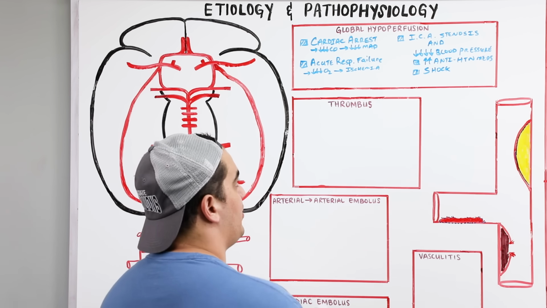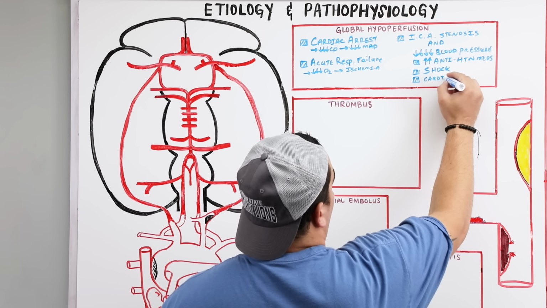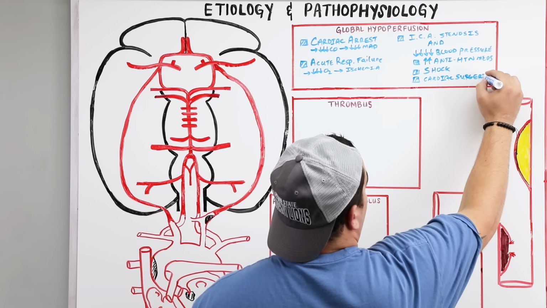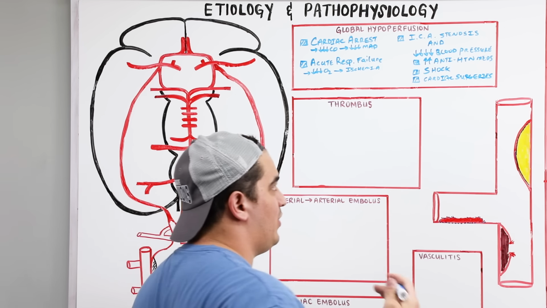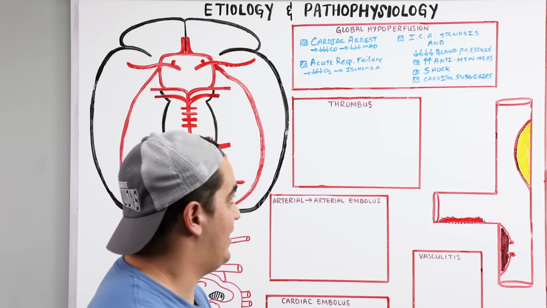Another common scenario is cardiac surgeries. So sometimes this is kind of common on your boards. So think about cardiac surgeries as another potential indication. So sometimes within these cardiac surgeries, you can also have these events, especially if you have a critical ICA stenosis.